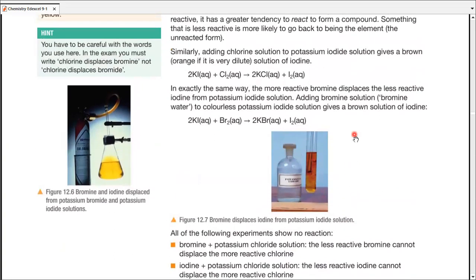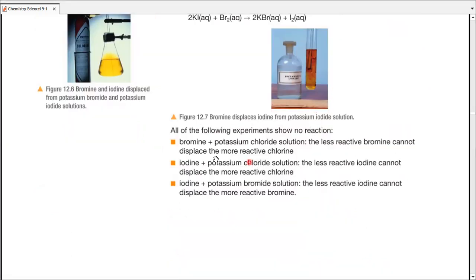What if we do the opposite? What if I take a potassium bromide solution like there is over here, and we try to react it with iodine? Now, iodine is less reactive than bromine. Will the reaction occur? In order to answer this question, they have written these three rules at the bottom. They're going to give you the idea that these experiments show no reaction. So if you're asked a question about these three, you simply write the phrase no reaction.